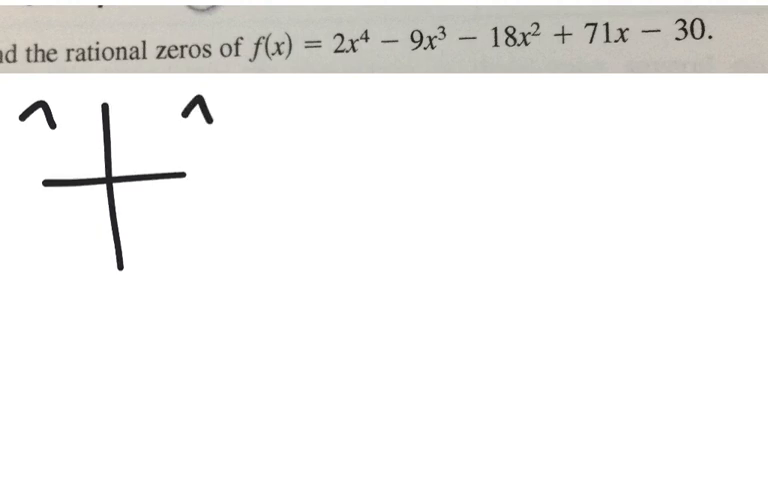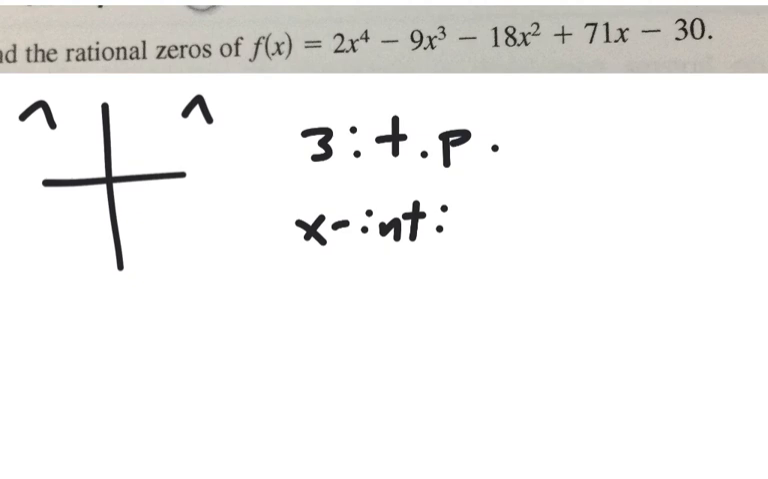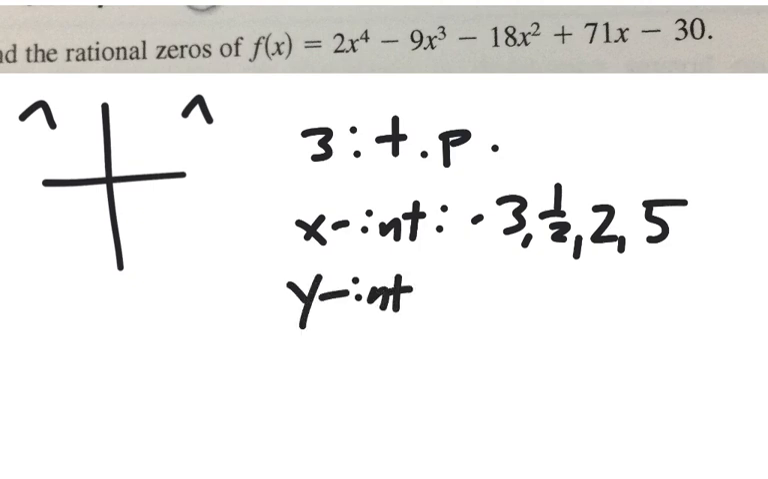I should also know that there can be 3 turning points. There could be no more than 4 x-intercepts. Well, I already found those. The x-intercepts were at -3, 1/2, 2, and 5. We can find the y-intercept. The y-intercept is at -30. It's always the constant because you're plugging in 0 for x. 0, 0, 0, 0. All these are gone, so the y-intercept is -30.